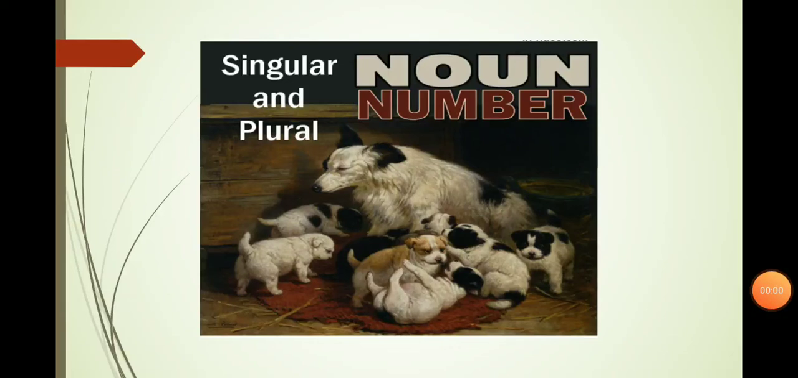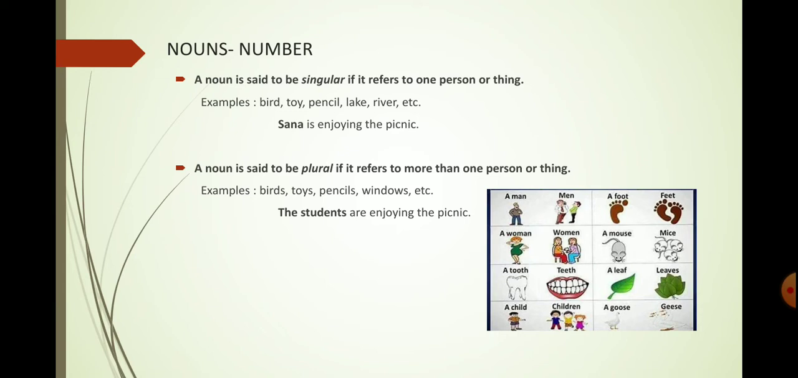Hello everyone. So today I'm going to explain a chapter from your language textbook, that is noun number. So what is noun number? You must have heard that in English there are two numbers, that is singular and plural. So here are the definitions of singular and plural.